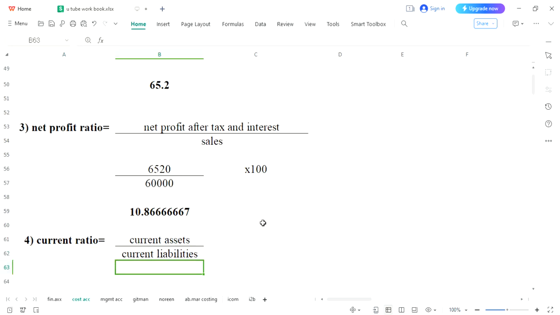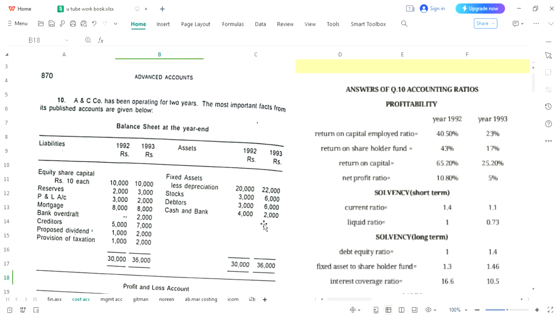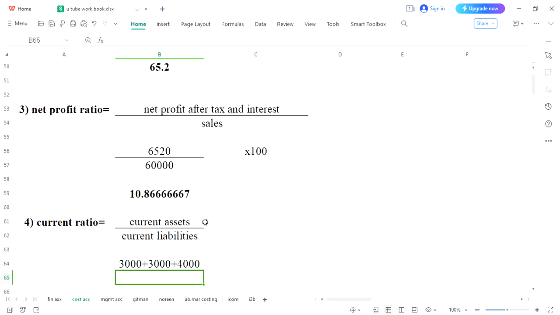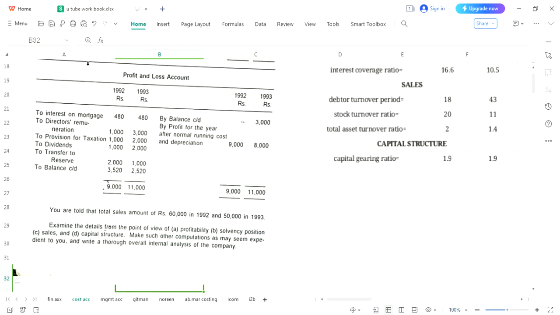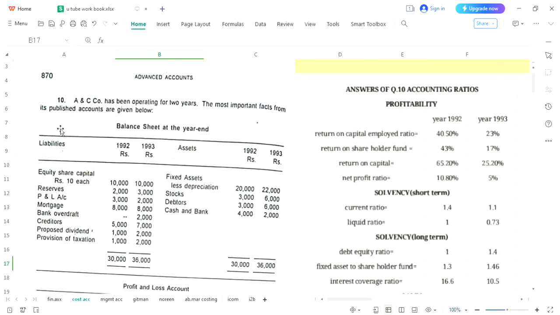Let's put 3, 3, 4 for current assets again: stock, debtors and cash, 334, and we have completed our current assets. Now we need to calculate our current liabilities. For that we will get back to the question, and here is the liability side. Please note it down. Overdraft, yes. Creditors, yes. Proposed dividend, yes. Provision for taxation, yes. These are 4 current liabilities.